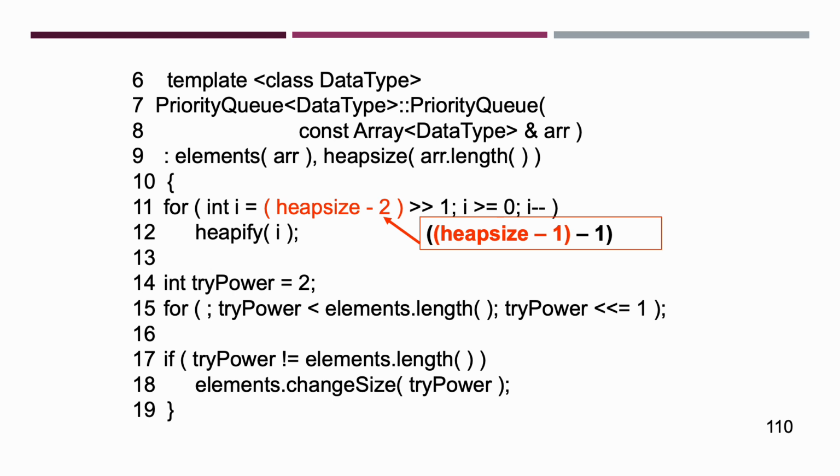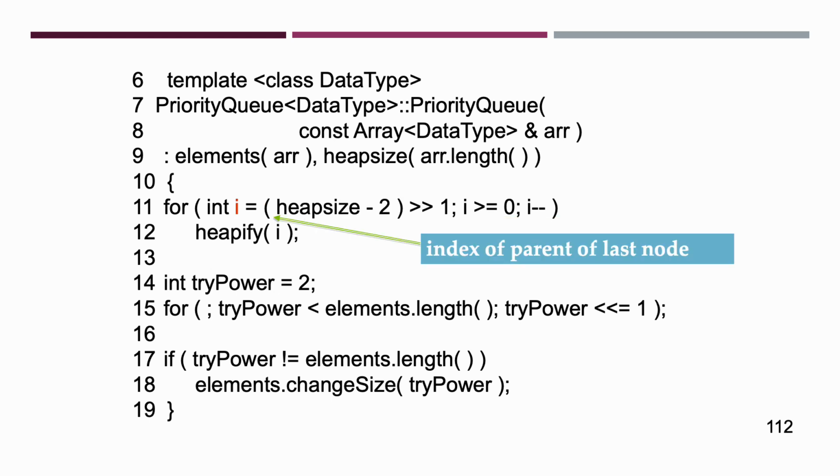Heap size minus 1 gives the index of the last element. Subtracting 1 adjusts for the 0-based index, and dividing by 2 using a right shift finds the parent of the last node. Here, like I said, is the index of the last node. And then this one is the index of the parent of the last node. Then this one makes a heap out of the array.